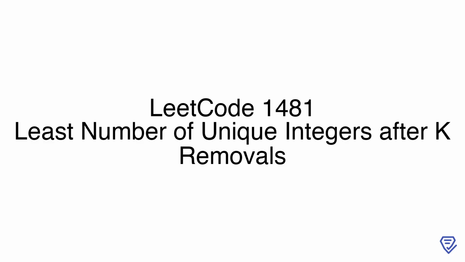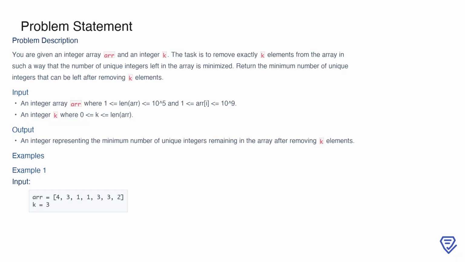Let's dive in. In this problem, we are tasked with minimizing the number of unique integers in an array after removing exactly k elements. The input consists of two parts, an integer array called arr and an integer k. The goal is to remove k elements in such a way that the remaining array has the smallest possible number of unique integers. For example, if the array has repeating numbers, removing elements strategically can reduce the count of unique integers left. The output is a single integer representing this minimum count of unique integers.